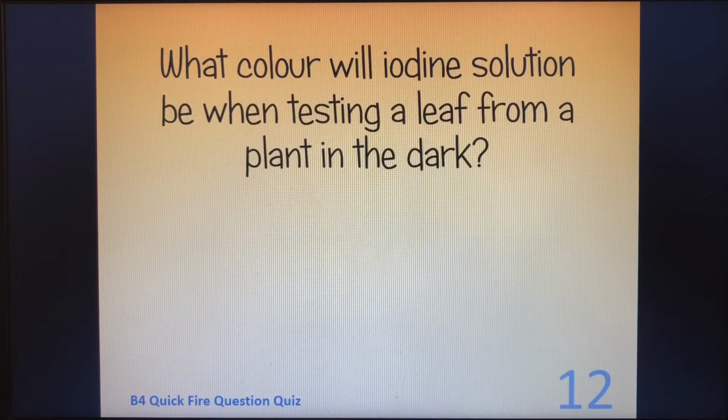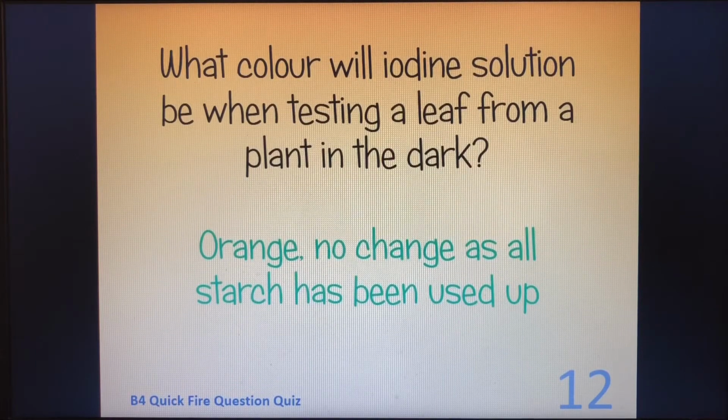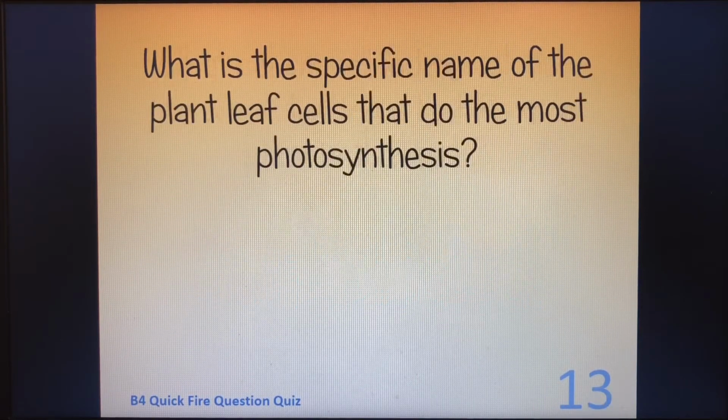The answer is orange. There'll be no change in the colour of the iodine solution as the starch has all been used up. In the dark, it couldn't photosynthesize. It used that starch store, broke it down into glucose, and then used it up for all of those processes that it does. And therefore, when we test to see if there's any starch, there isn't, so the iodine solution stays orange.